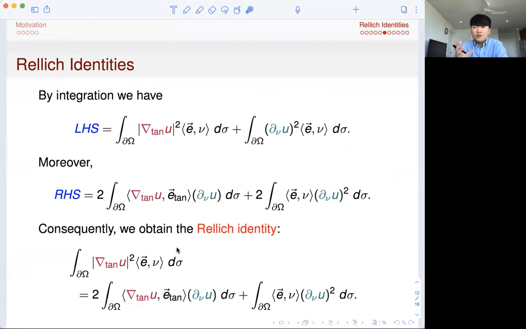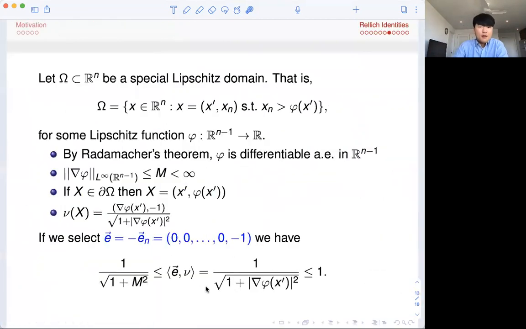And then our next goal is to prove the equivalence between the tangential gradient of u and the normal derivative of u in L2 on the boundary. Let omega be a special Lipschitz domain, which means omega is the upper graph of some Lipschitz function phi. Then by Rademacher's theorem, phi is differentiable almost everywhere in R^(n-1). And by Lipschitzianity, the L infinity norm of the gradient of phi is bounded by some constant capital M. And if capital X is on the boundary, then capital X is little x prime and phi of x prime, because omega is the upper graph of the Lipschitz function phi.